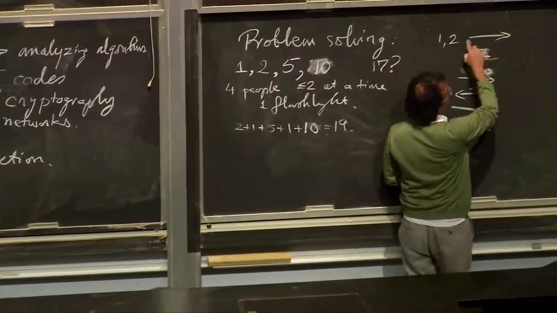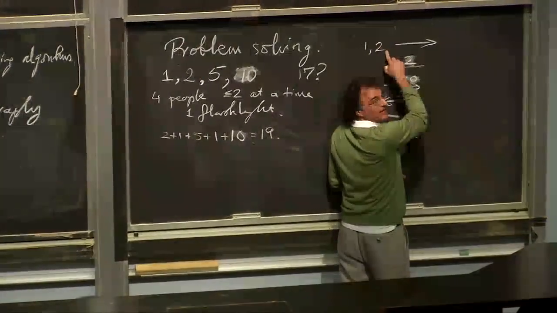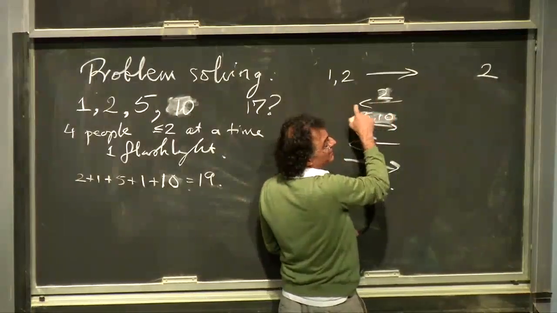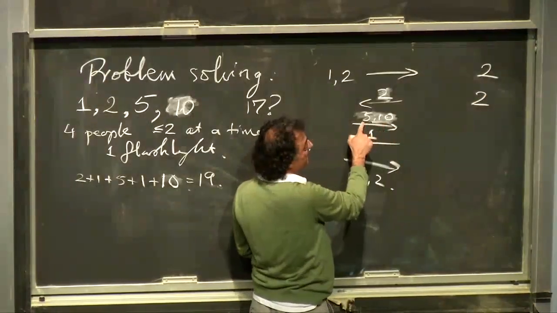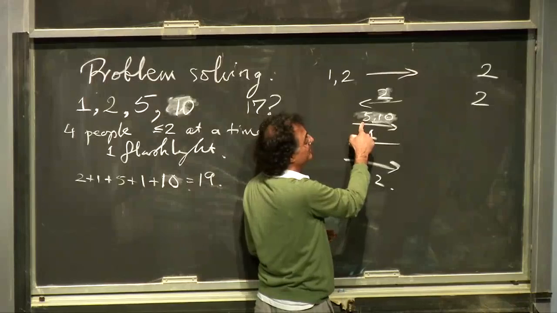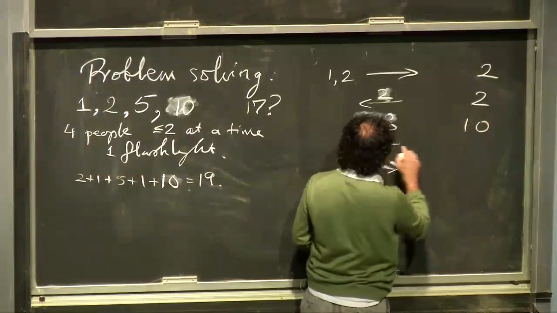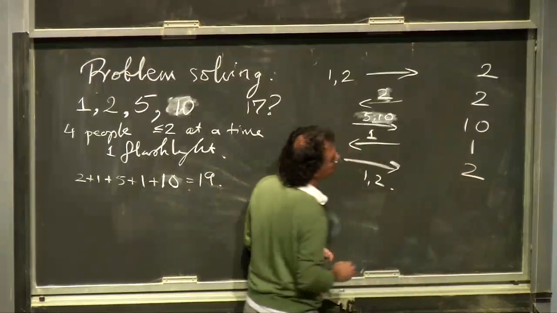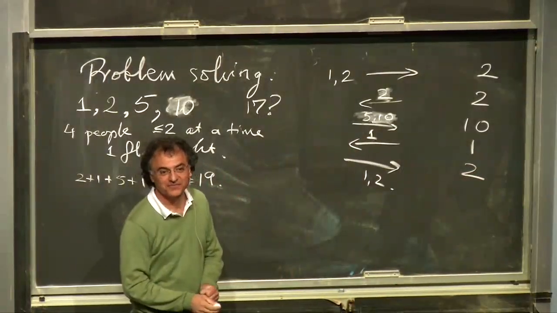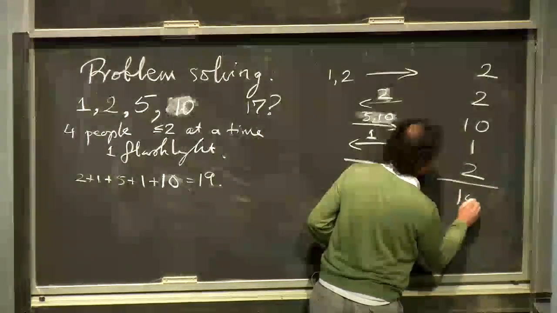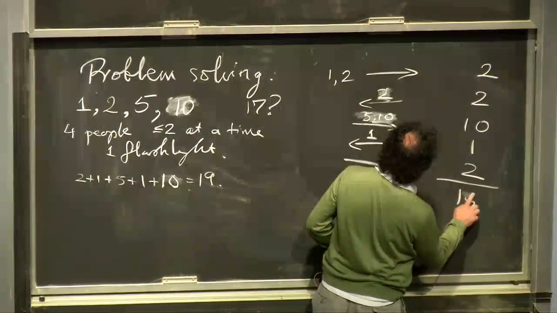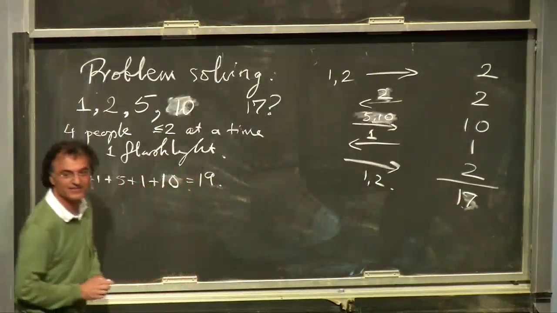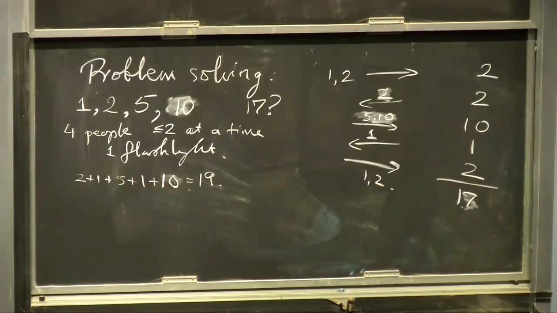So just to make sure everybody understands, 1 and 2 go across. How long does it take? It's the slowest guy, so it's 2. 2 goes back, takes him 2. 5 and 10 go across. That's 10. 1 goes back, 2. Right? So how much is that? Oh, it's 70.